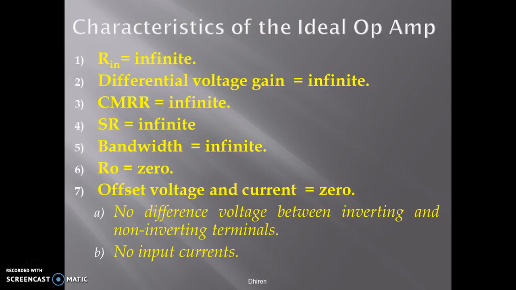Offset voltage and current should be 0. So no difference voltage that should occur between inverting and non-inverting terminals, and no input currents.